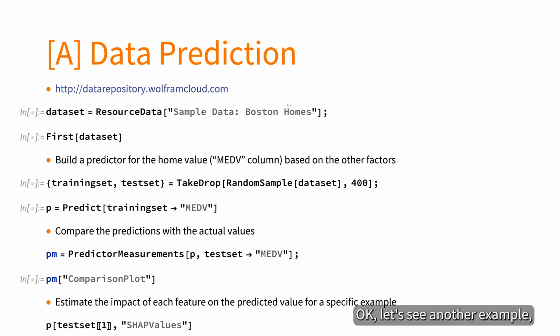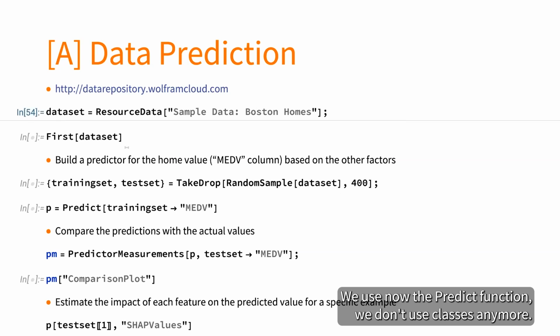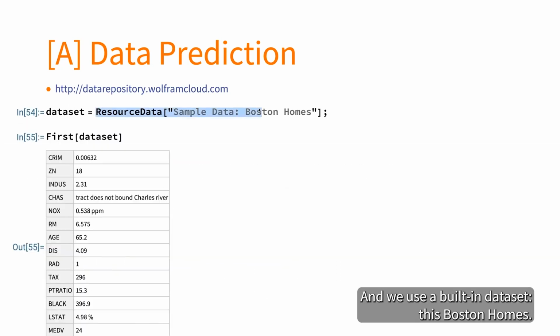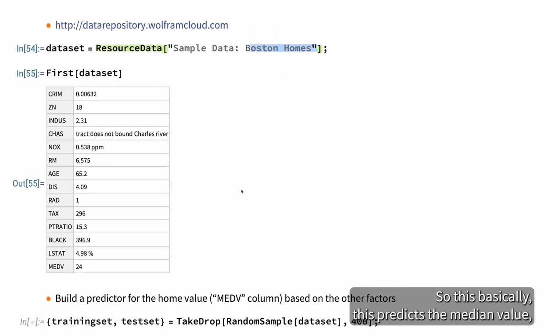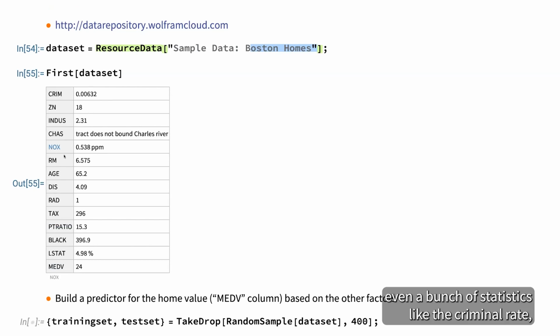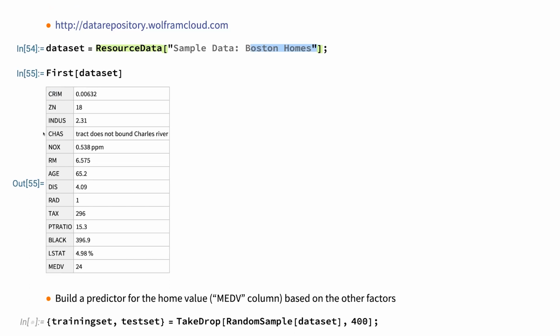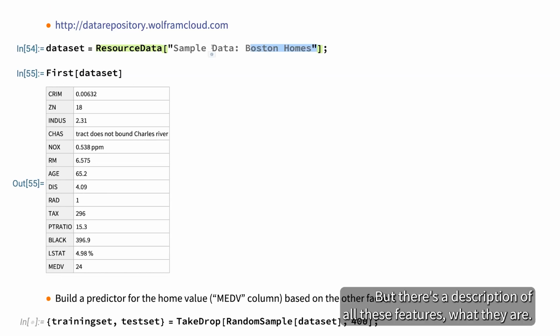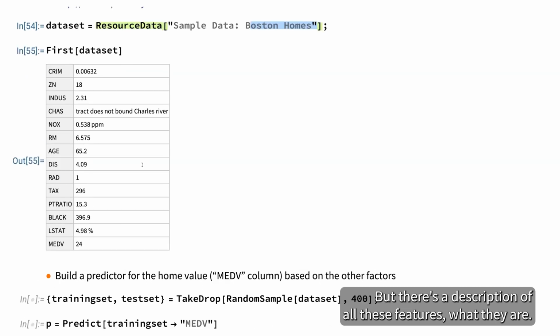Okay, let's see another example. Data prediction. So what is data prediction? We use now a predict function. We don't use classes anymore, and we use a built-in dataset, this Boston Homes. Basically this predicts the median value, given a bunch of statistics like the criminal rate, if it borders the river, quality of the air, the age of residence, and there's a description of all these features, what they are.